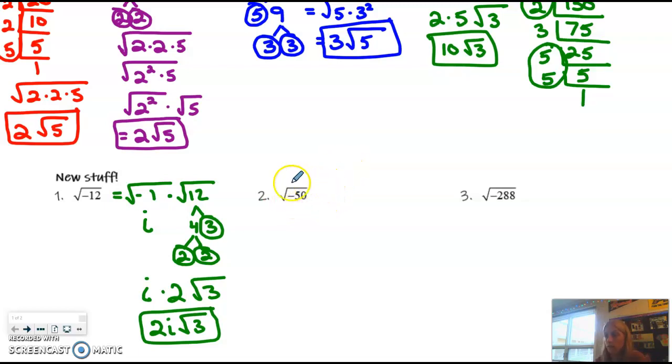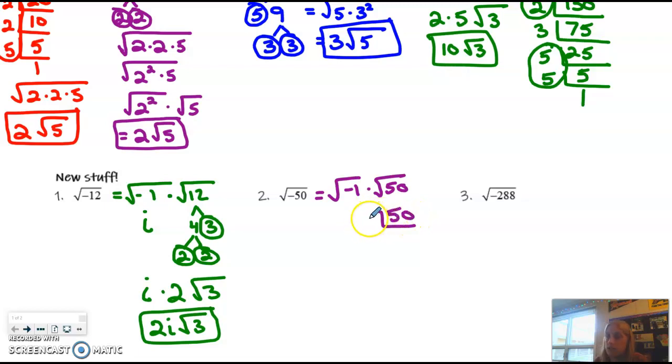So here I have negative root 50. The first thing I'm going to do is get rid of that negative. I'm going to put the negative in its own little radical. Now I just have to worry about root 50. Okay, so let's use the ladder this time. If I want to ladder, I put 50 on its own nice little step thing.